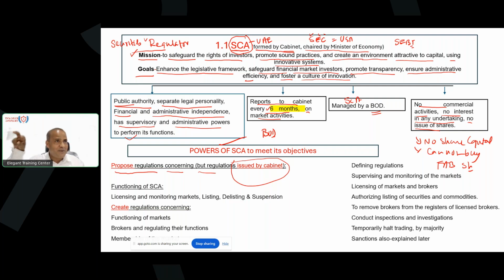So the DFSA is not a national regulator, right? The national regulator is the SCA. So even mainland and free zone companies need licenses from the SCA. Not that they are free. Clear? Good. What are the functions of the SCA?